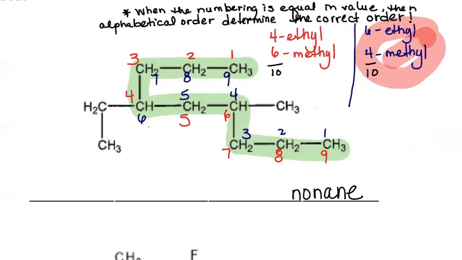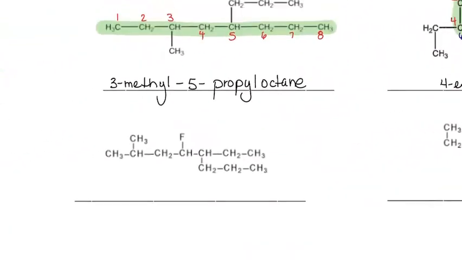Okay, so that means that for this compound, we have 4-ethyl, 6-methyl, nonane. Questions on this example? This is a very particular example. This is not going to be every time. Let's do at least one more practice problem before I let you guys go.